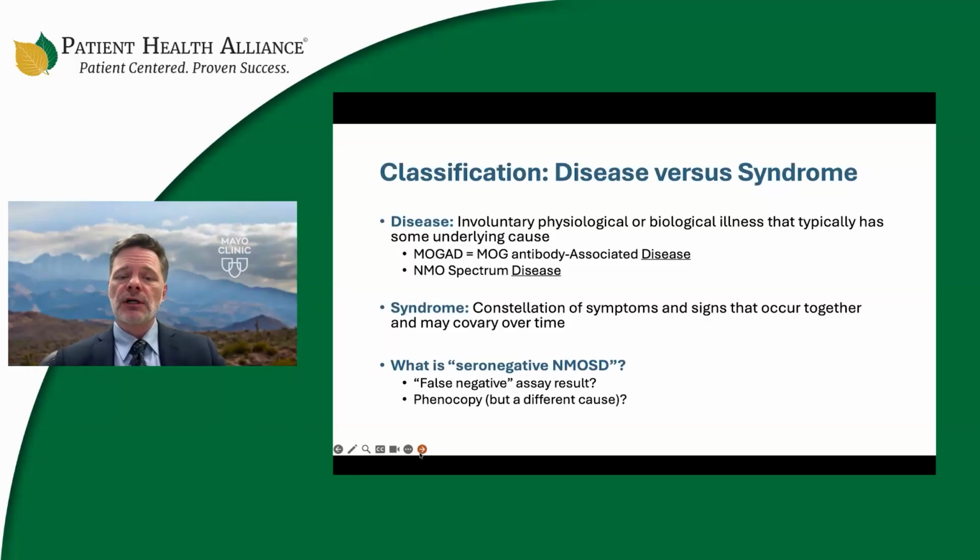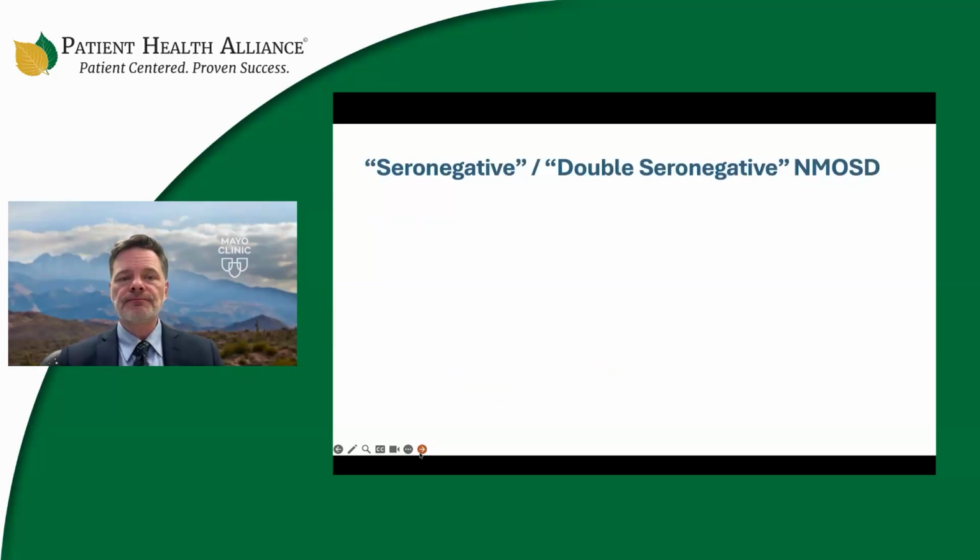A syndrome, on the other hand, is a constellation of symptoms and signs that occur together and may co-vary over time. And this raises the question in the 2015 criteria, what is seronegative NMOSD? And what have we learned in the last 10 years? Well, one possibility, of course, is that these patients, some of them at least, are false negative assay results. So they're truly NMOSD, but for some reason we cannot detect the antibody. The other possibility is that they're a phenocopy. They look very strongly like a mirror image of aquaporin 4 positive disease, but in fact have a different and as of yet unidentified cause.